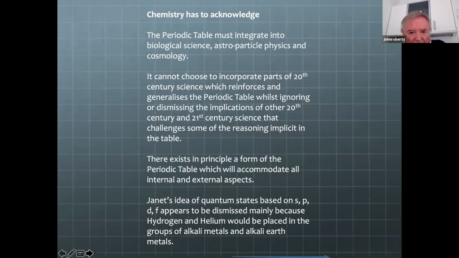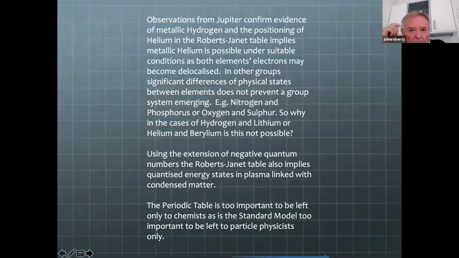And then, have you got the next slide? Observations from Jupiter confirm evidence of metallic hydrogen, and the positioning of helium in the Roberts-Janet table implies metallic helium is possible under suitable conditions, as both elements' electrons may become delocalized. In other groups, significant differences of physical states between elements do not prevent a group system emerging. So we've got nitrogen, phosphorus, oxygen, and sulfur. So why, in the cases of hydrogen and lithium, or helium and beryllium, is this not possible?